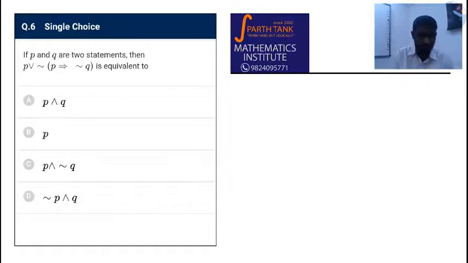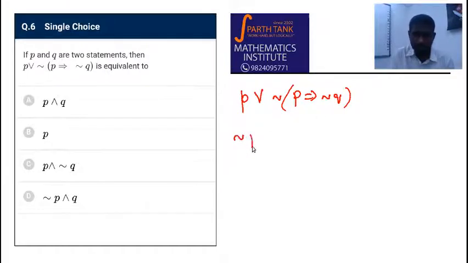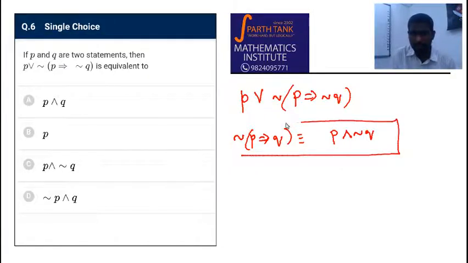Question number 6. If P and Q are two statements, then P or not of (P implies Q) is equivalent to. Now first of all, this can be very easily done if you remember what is the not of P implies Q. This is identical to P and not Q. Okay? This is an identity.